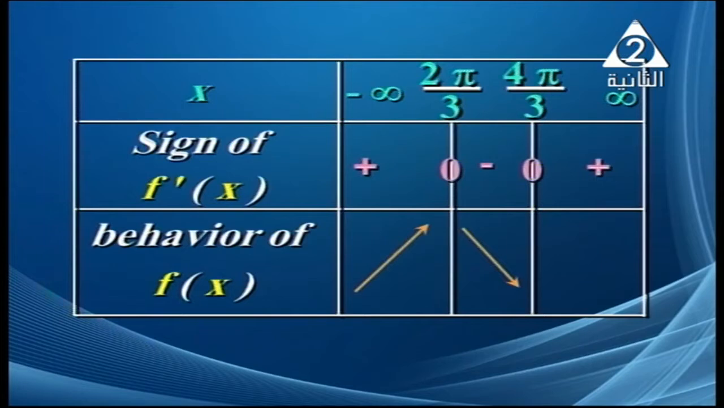The last interval is from 4π over 3, or from 240 to π, then f dash of x is positive. In this interval, the function is increasing.